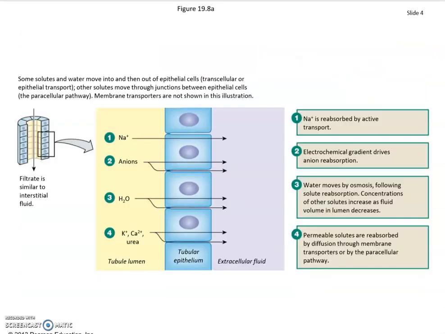Now let's move on from filtration to reabsorption. Collectively, your 2 million nephrons or so, the glomeruli, will filter about 180 liters of fluid per day. 180 liters per day. There's no way you would lose that much fluid and survive. So we need to reabsorb the vast majority of that.